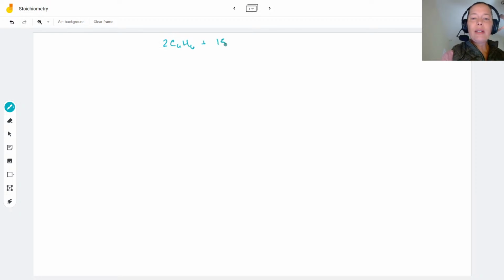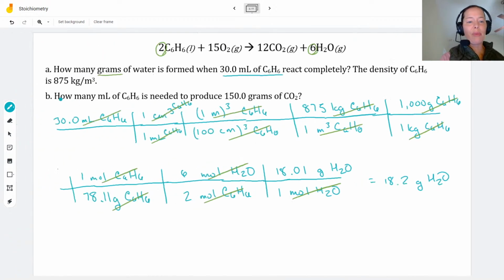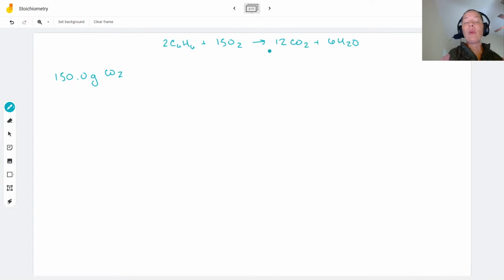Okay, plus 15 oxygen gives us 12 moles of CO2 plus 6 moles of H2O. All right, and we are starting with 150 grams of carbon dioxide. At least let me just double check and make sure I got that number right. Yes, we're starting with 150 grams of carbon dioxide. And again, we are trying to get to milliliters of benzene.